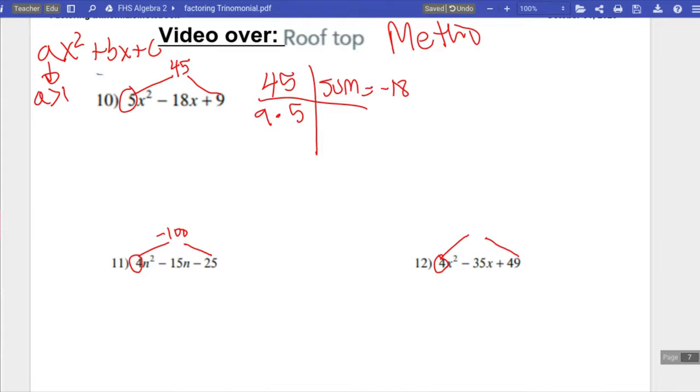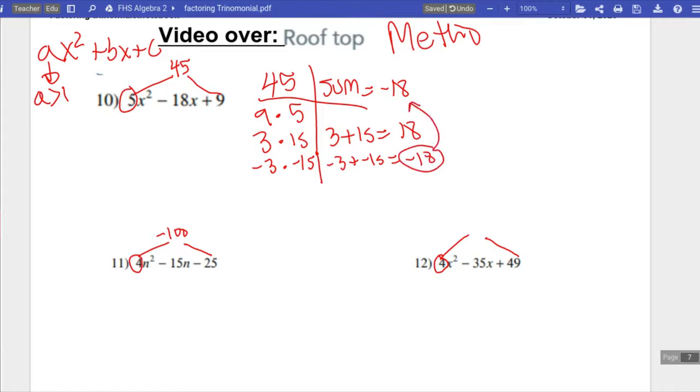What about 3 and 15? All right, if I do 3 plus 15, that would give me 18. I need negative 18. So let's make these both negative. Because negative times negative is positive, I get positive 45. And if you add these negatives, you get your negative 18. Check. So let's go ahead and put our numbers in.